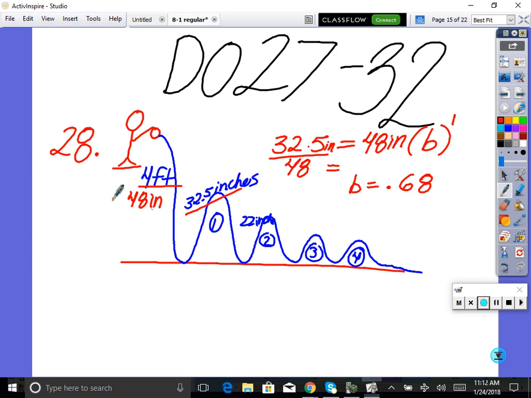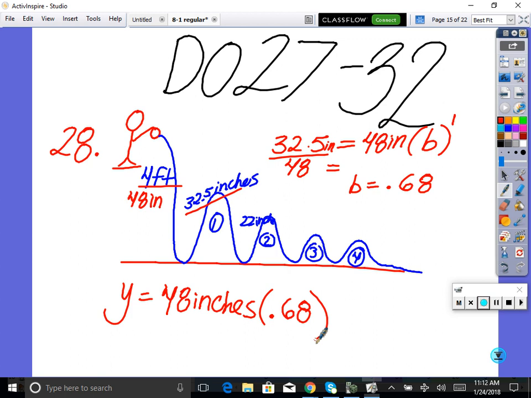Do you want to start with 48 inches? If we do that, we would go like this. y is equal to, we're starting with 48 inches. We're going to call that our initial value. Now our growth factor, our decay factor more accurately, is 0.68, isn't it? And then we have to be really careful here. It says on the 4th bounce, what would the height be? Well, let's count. 1, 2, 3, 4, 5. Don't we need to plug in 5?